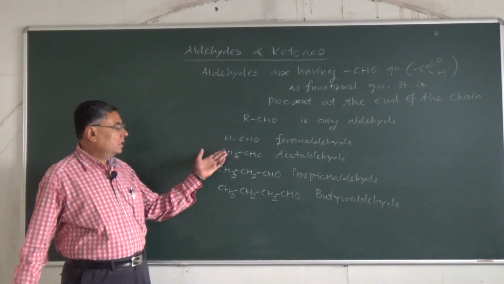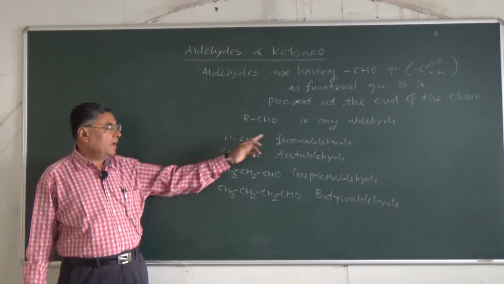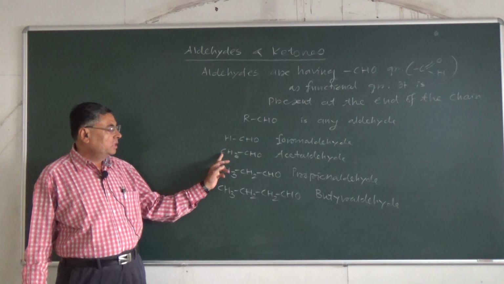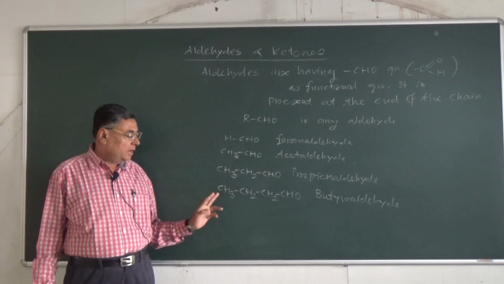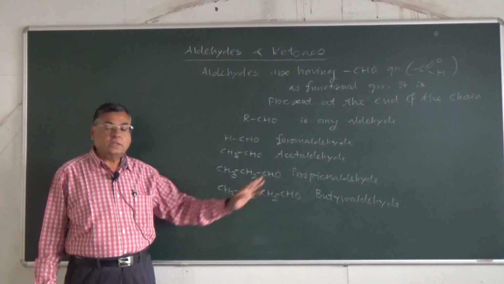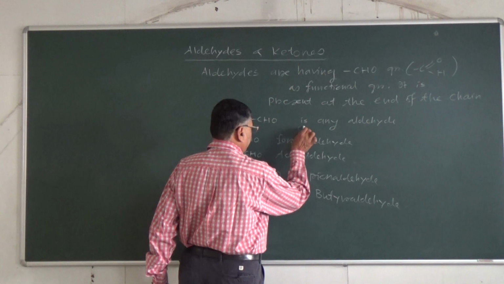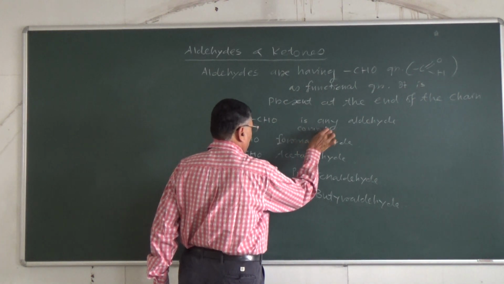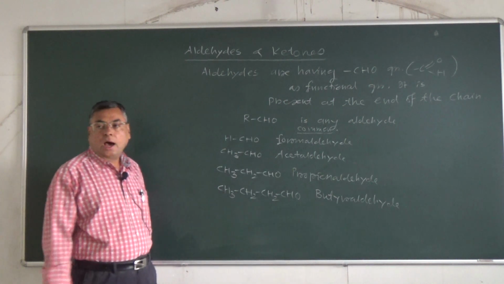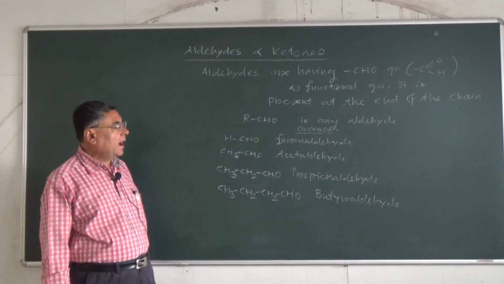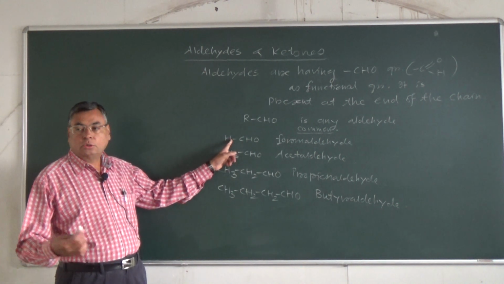So any alkyl group can be attached, hydrogen can also be attached. If hydrogen is attached, then this is formaldehyde, methyl group is attached, this is acetaldehyde, ethyl group is attached, this is propanaldehyde, and propyl group is attached, this is butyraldehyde. These are common names of aldehydes. Now these common names are derived from the name of acid. These aldehydes on oxidation give acids.